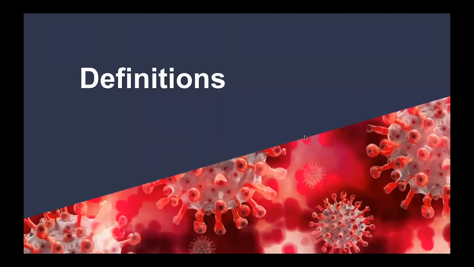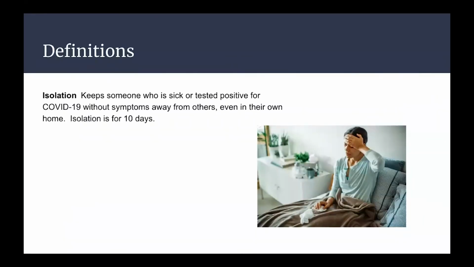First, some definitions. Isolation. To prevent the spread of disease, someone who is sick or has tested positive for COVID-19 separates from healthy people by going into isolation for a minimum of 10 days. Isolation means staying away from other people, even in your own home. If you are in isolation, that includes staying home and not sharing a bedroom or bathroom with healthy family members.